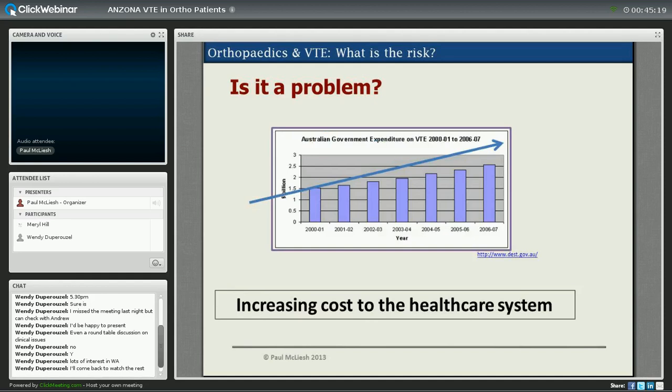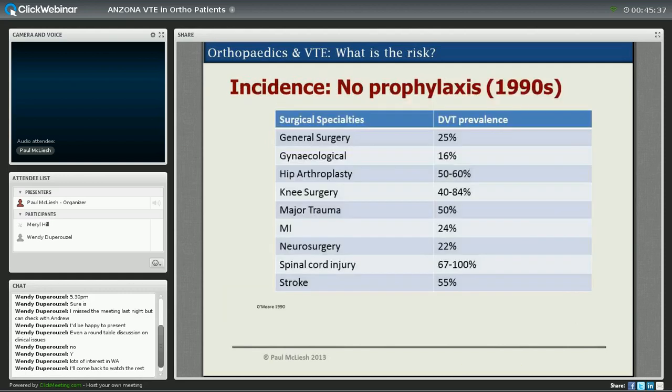There's an increase in cost associated obviously with this, so if we can try and prevent that, then we can save the system money. But also make it better for the patients, obviously, as you don't want people dying if they don't have to. So if we can have an impact on that, that's a couple of good reasons to do that.